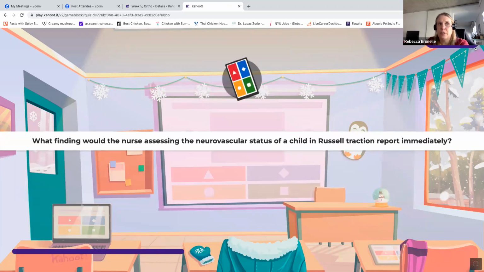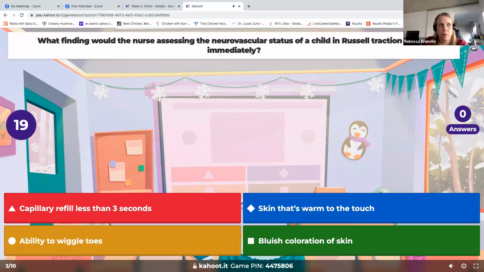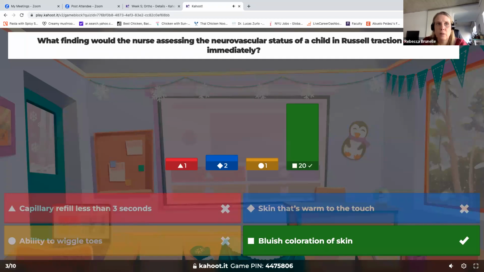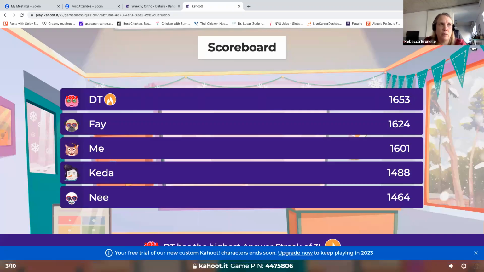What findings would the nurse assessing the neurovascular status of a child in Russell traction report immediately? Capillary refill less than 3 seconds, ability to wiggle toes, skin that's warm to the touch, or bluish coloration of the skin. Very good. So these other things are normal, like they have a refill of less than 3 seconds, they're wiggling their toes, it's warm, but if it's blue, then you're worried about perfusion and you need to report that immediately.